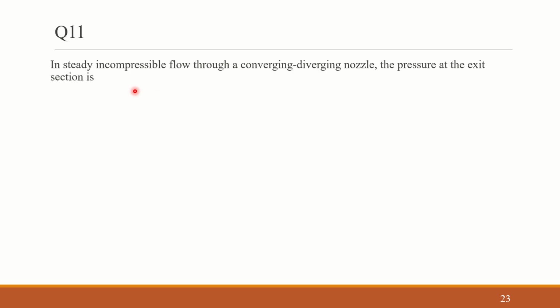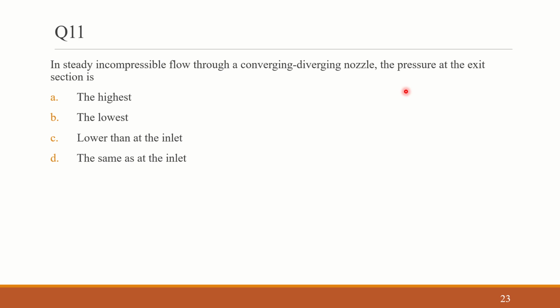Coming to question 11. In steady incompressible flow through converging diverging nozzle, pressure at the exit section is dash. Option A, highest. Option B, lowest. Option C, lower than the inlet. Option D, same as the inlet. So we are dealing with the steady flow as well as the incompressible flow through a converging diverging nozzle. So at the diverging section, obviously area will be high, and therefore the pressure at the exit section is lower than the inlet is the right answer. So option C is the right answer.